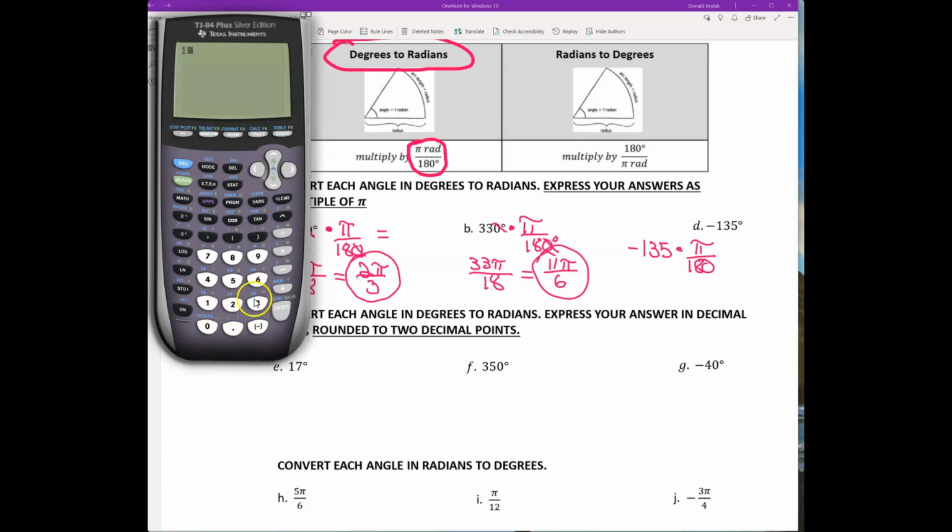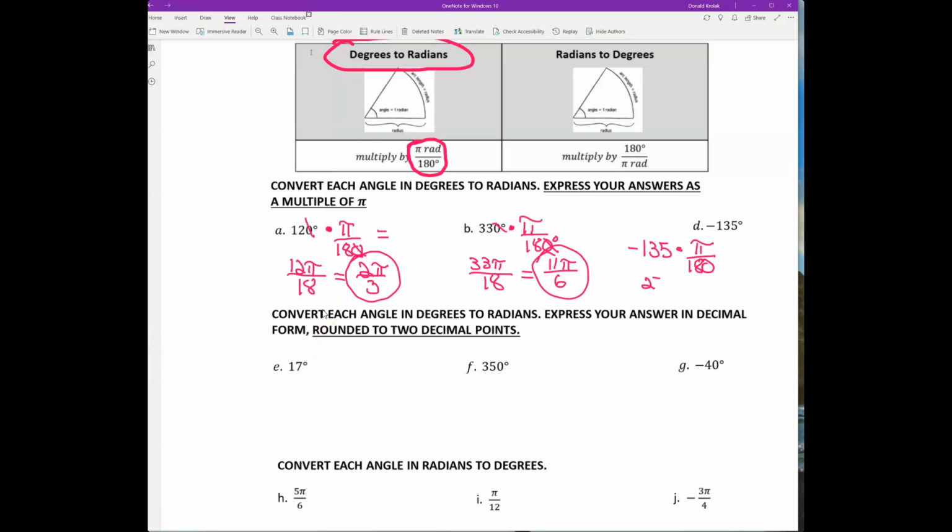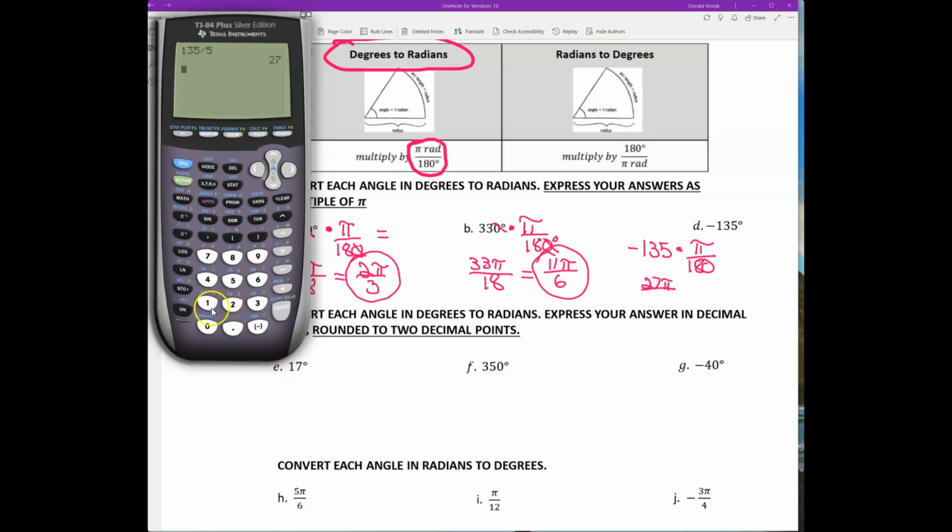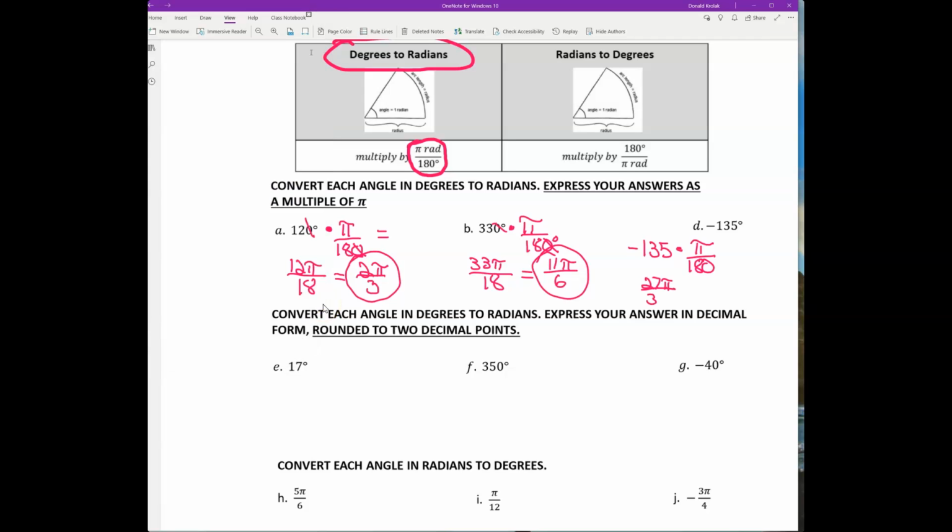So I can take 135. It's going to give me 27 pi. Now I'm going to divide 180 by 5. And that's 36. Now both of these I can divide by 9. 9 into 27 is 3. And 9 into 36 is 4.